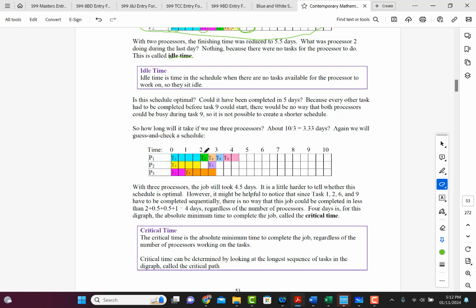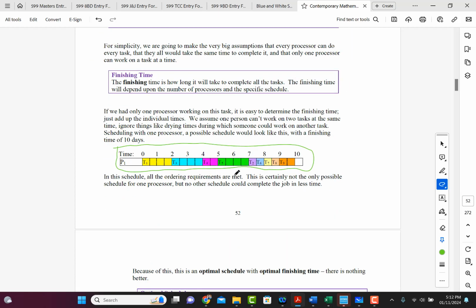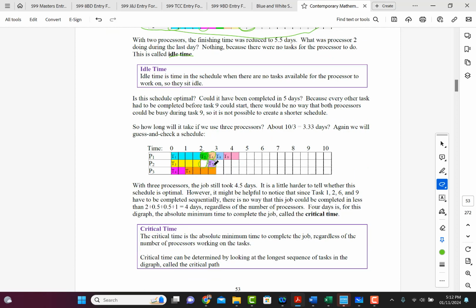And then after task 1 is done, task 2 begins. And then task 2 leads to task 6. And tasks 6 and 7 get done. Notice that there's idle time here. Okay, because task 7 can't get started until task 2 is complete. So there's some idle time right there, a half a day. And then once tasks 6 and 7 are completed, then task 8 and 9 have to be done in sequence. So that leaves idle time for the last day and a half with the other two processors.